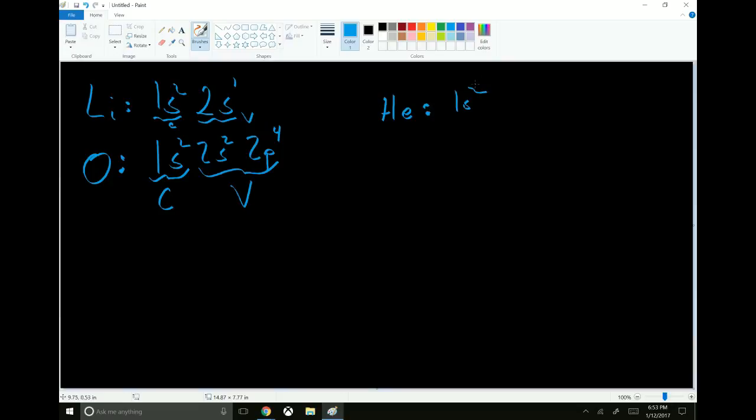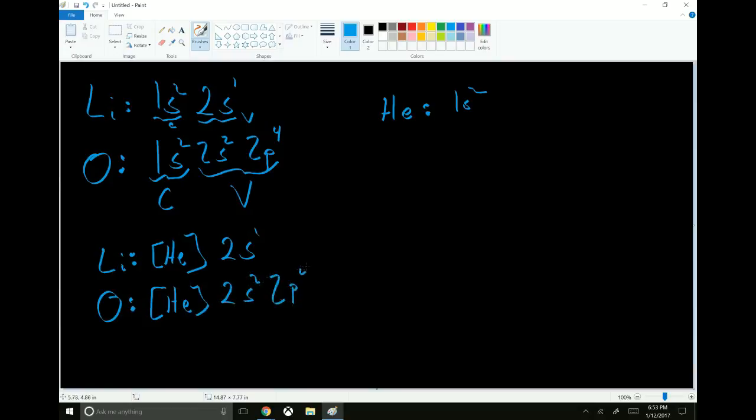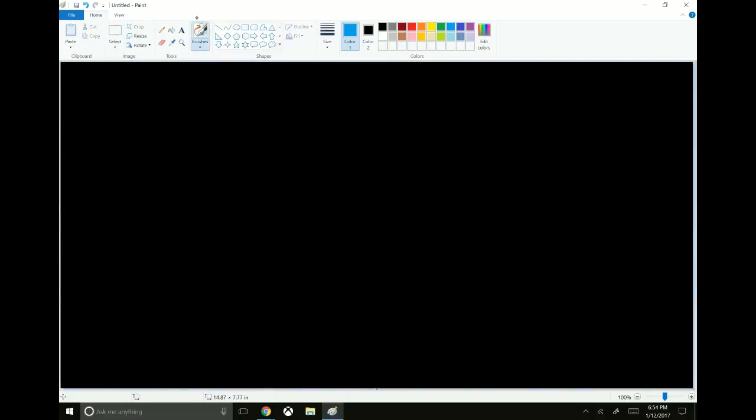So we can abbreviate the electron configurations as lithium is a helium core and then a single 2s electron. And oxygen, likewise, is a helium core, but it has 2s electrons and 4p electrons. Now, for these smaller atoms, these lighter elements, this abbreviation doesn't make a heck of a lot of difference, but it does make a difference for the heavier elements. Okay? So let us look at iodine.